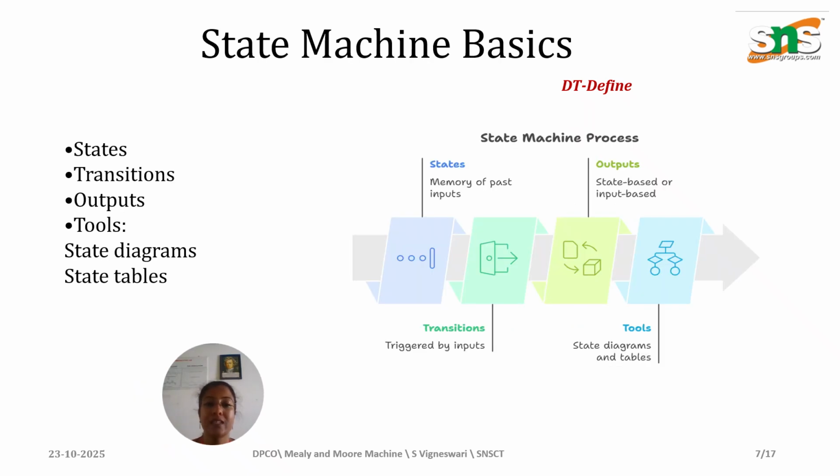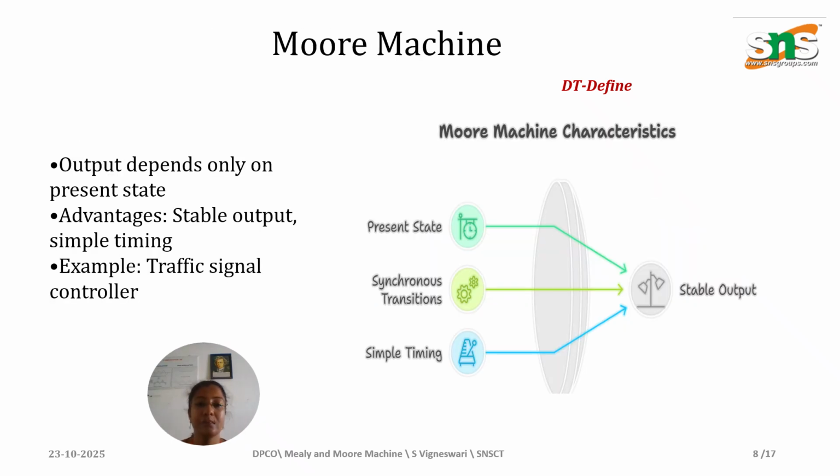Going with the state machine basics, what is a state machine? A state machine consists of a memory element of the past data and also the input, where the output depends upon either the present state, or the input, or a combination of both. The transition is triggered by the inputs after providing the necessary clock pulse. The tools we are going to use to design this machine are the state diagram and the excitation table. First, let us see about the Moore machine.